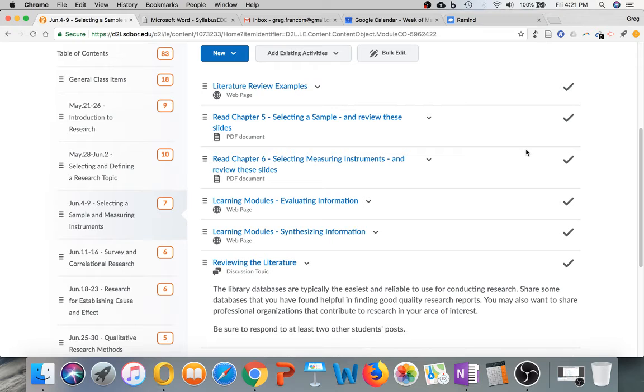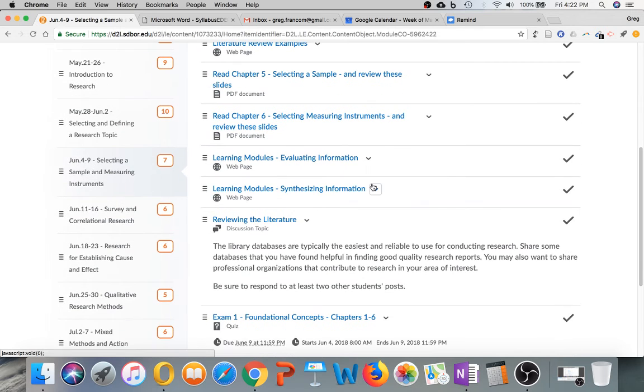How will you select a sample? You'll want to pick one of these methods. You'll come back to this chapter later and pick a method for selecting a sample. And then in chapter 6, selecting measuring instruments, you'll want to come back to this chapter too and use one of the methods that's listed there for selecting measuring instruments for your proposed research study.